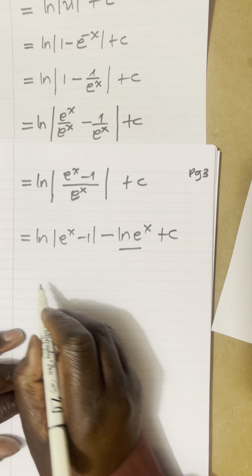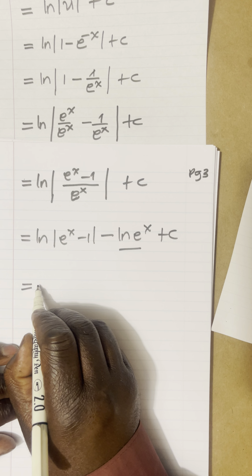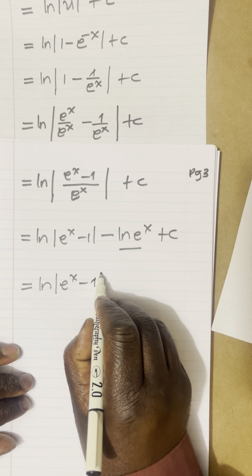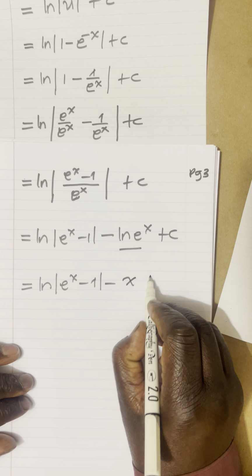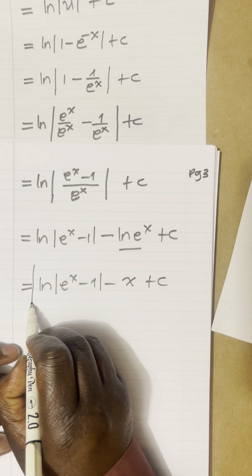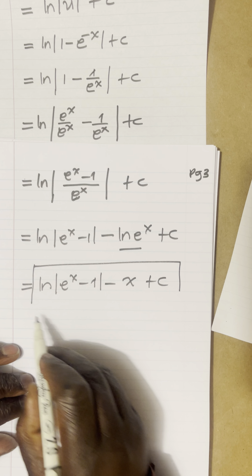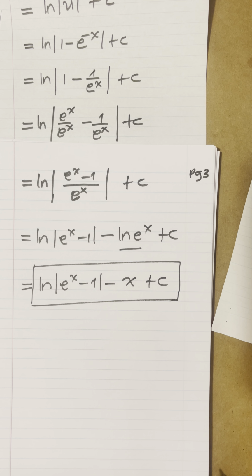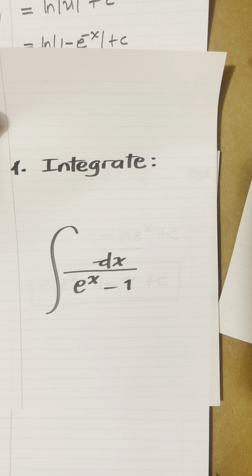is just x. So what we have now as our final solution is natural log of e to the power x minus 1 minus x plus c. That's our final solution to the first integral. Just to remind you, our first integral is this one here. So that's our final solution.